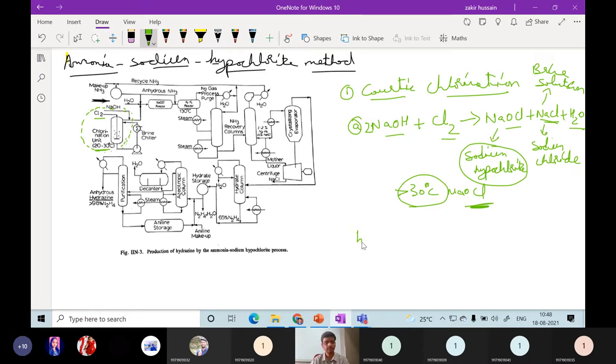Then next, after forming this sodium hypochlorite, it will go to the NaOCl reactor, which is called the sodium hypochlorite reactor. In this, the next reaction will take place. From here, anhydrous NH3 will be coming. Anhydrous NH3 means, can anybody say what is the definition of anhydrous? What is the meaning of anhydrous?